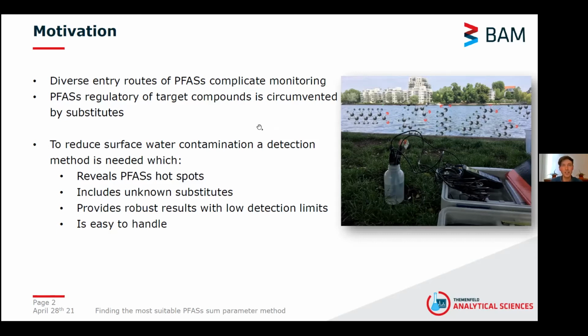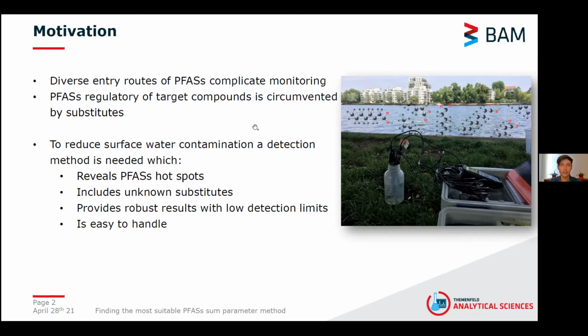As a second complication, regulation of some PFAS, such as PFOS and PFOA, led to an enormous number of substitutes, resulting in over 4,700, or as Professor Lee said, about 7,000 different known PFAS. Many of them end up in the surface water. To reduce contamination here, a detection method is needed to identify hotspots or contamination level events. This method should also include new PFAS to avoid the substitution.